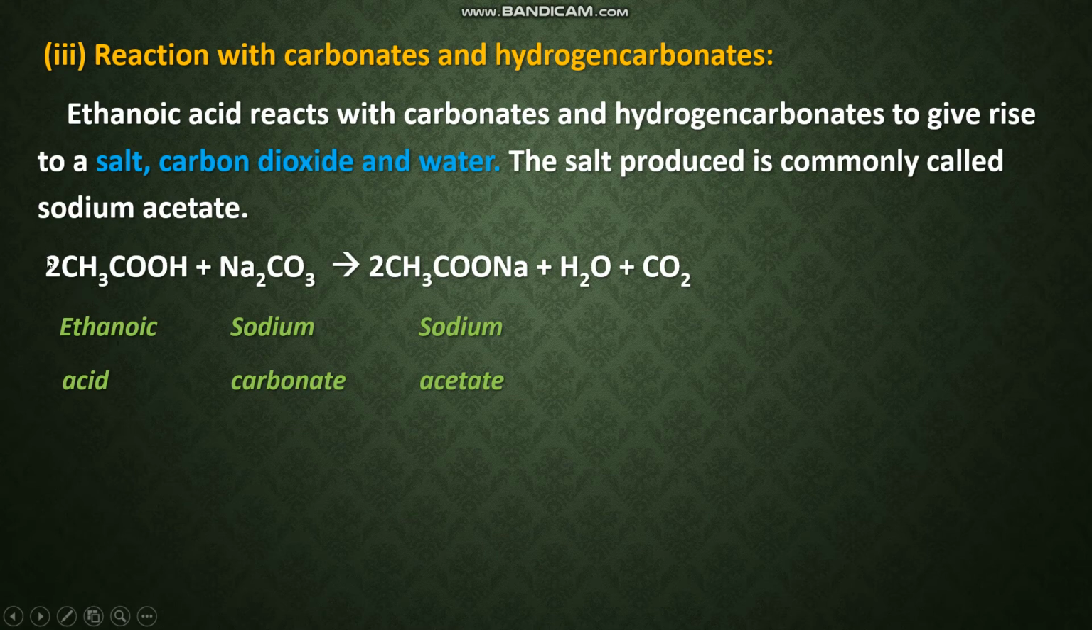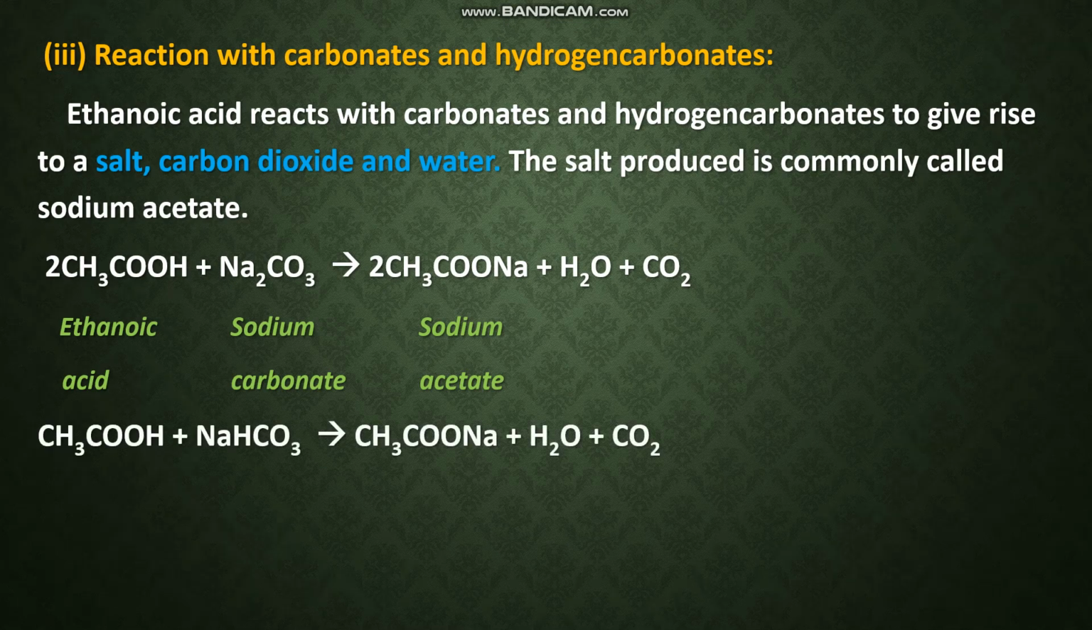So this is the equation. This is a balanced equation. 2CH3COOH, that is ethanoic acid, reacts with sodium carbonate, Na2CO3. We are getting 2CH3COONa, that is sodium acetate, or it is also called sodium ethanoate, plus water and carbon dioxide. So ethanoic acid reacts with sodium carbonate. What are the products we are getting? We are getting the sodium salt of ethanoic acid, that is sodium acetate or sodium ethanoate, and water and carbon dioxide. So that means salt, water and carbon dioxide. Here the salt's name is sodium acetate or sodium ethanoate.